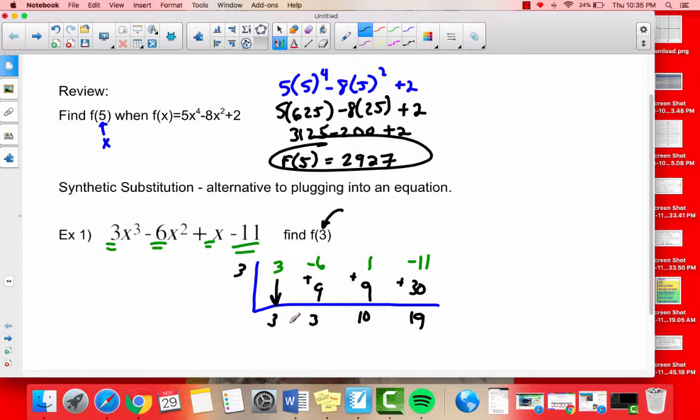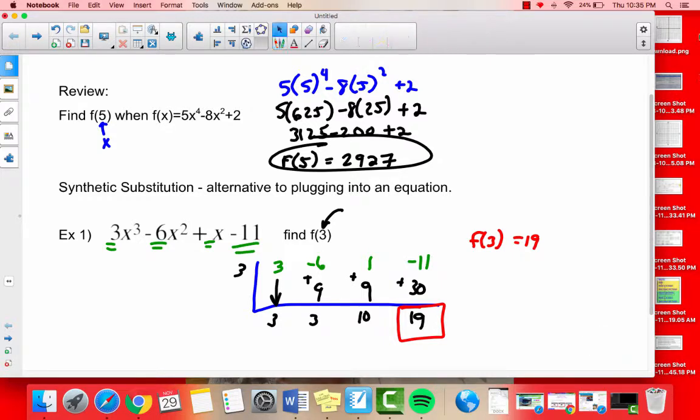Now, normally we would take those numbers and we would write a new equation. But here, when I'm just wanting to know what the y value is, I'm wanting to find an answer, not an equation, I just have to look at that final number. So in this case, my final answer is 19. So when I write this in function notation, I write f of 3 equals 19.